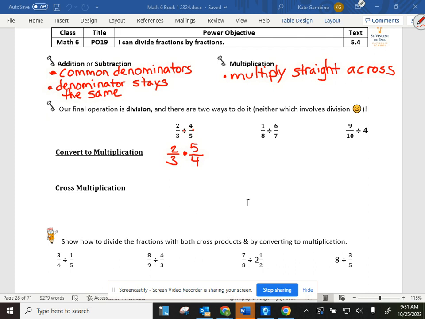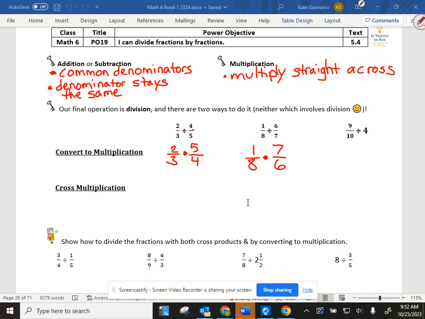So if we have 1/8 divided by 6/7, what would my multiplication equation be? Ava? 1/8 times, or 1/8 divided by. No, we don't want to divide. We're flipping it to multiplying. Yes, we need that reciprocal. So it'll be 1/8 times 7/6. We're flipping dividing to multiplying. We're flipping the second fraction to the reciprocal. Let's look at our last one.